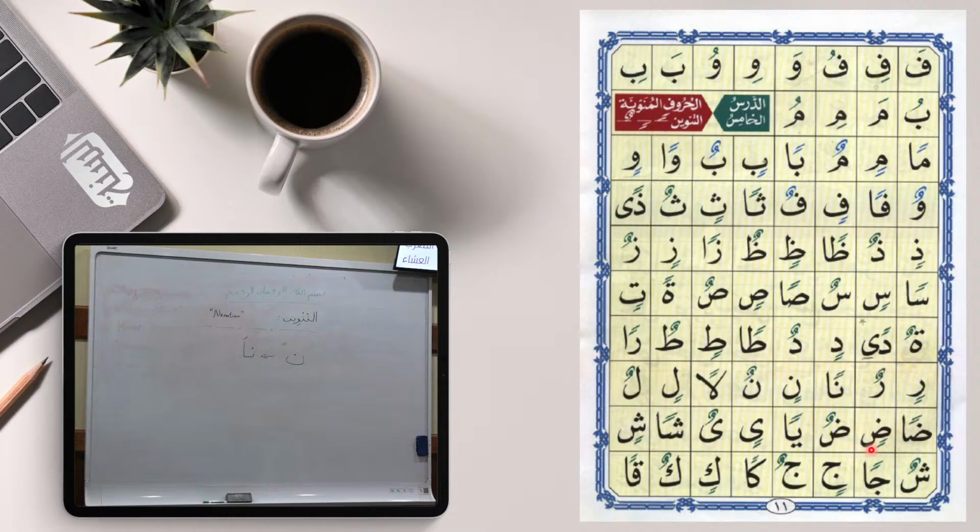Okay, so dod, when it has a kasra or kasratan, the heaviness of the dod remains. So dod, kasratan, ruin. Heaviness comes and then the kasra comes after that.